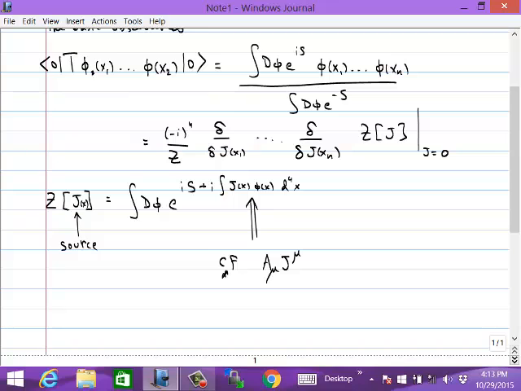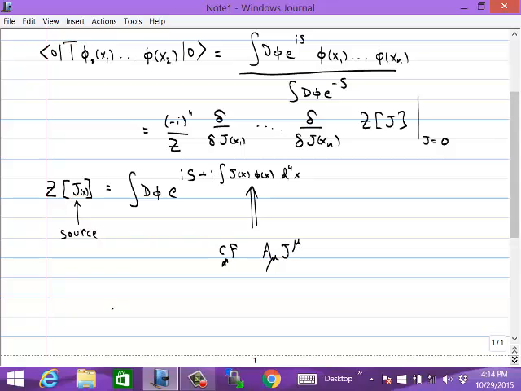Good. So what you should think about this is you should just imagine, say, expanding Z in powers of j. So you would get 1 plus i times the integral of j of x, phi of x dx, plus dot, dot, dot.